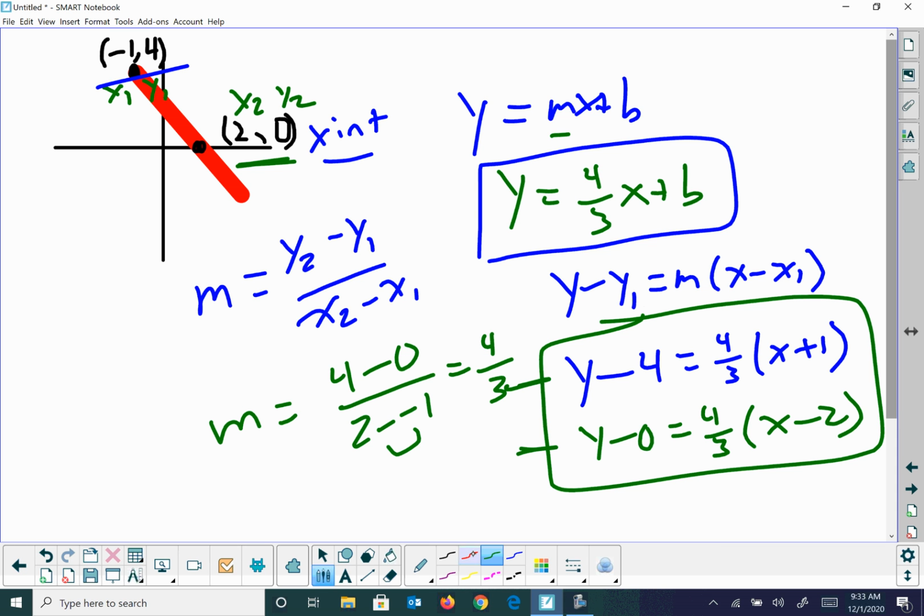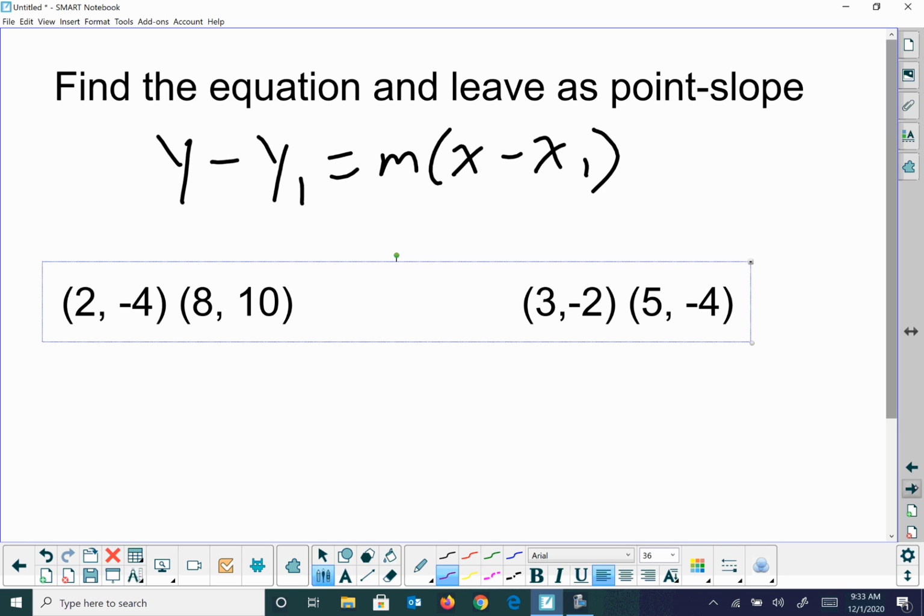It depends which set of points you want to use. If you want to use this set of points as your x1, y1, or this set of points as your x1, y1. So there's 2 different answers that do come. Notice they have the same slope. If I solved them both for y, I get the exact same answer. So these are both acceptable answers. Okay, we're going to use point slope.